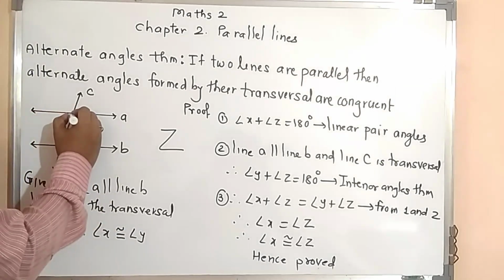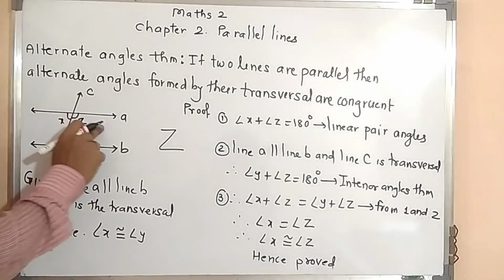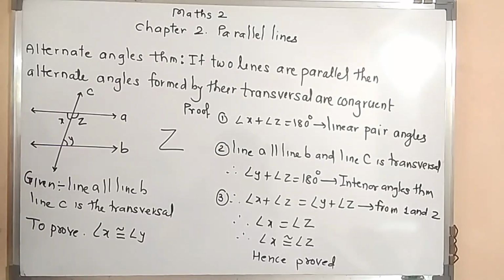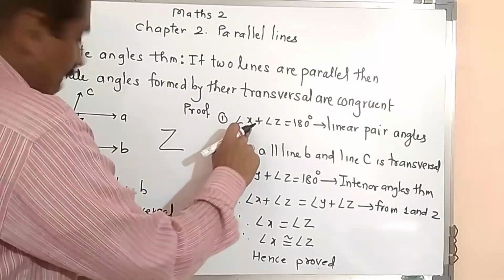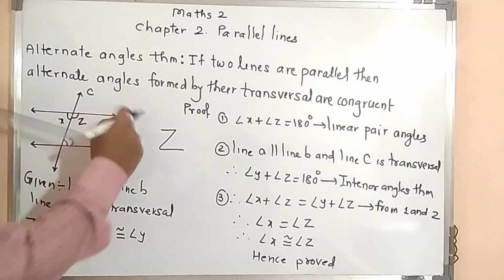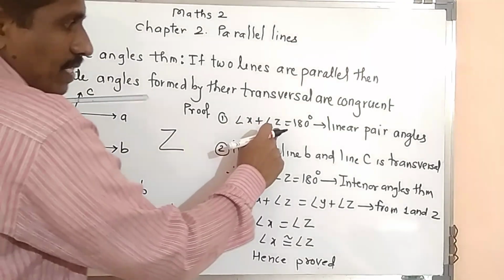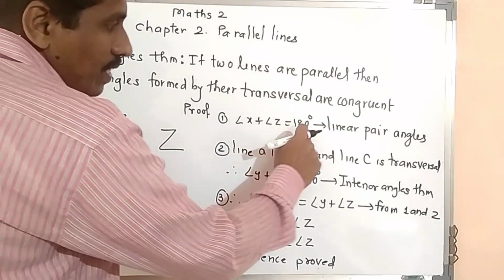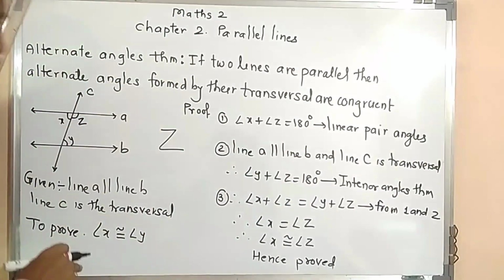So I will take one more angle over here. Let it be Z. What type of angles are angle X and angle Z? They form a linear pair. So, the proof. First statement: angle X plus angle Z, as they are linear pair angles, is equal to 180 degrees. What is the reason? Linear pair angles are supplementary.